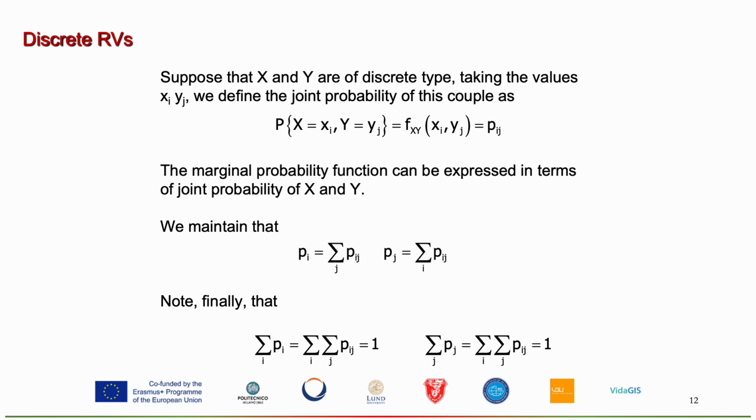Finally, note that, exactly as in the continuous case, the sum over i of p_i is the sum over i of the sum over j of p_ij, and this is clearly equal to 1. And the same can be said for the sum over j of p_j. That is the sum of the joint probabilities over all the possible couples of values, that clearly is equal again to 1.